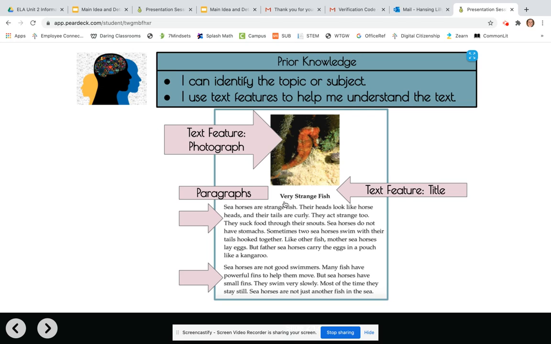You may have already noticed that there's a title, Very Strange Fish. The text feature of a title also gives a clue and helps us to understand the text. In third grade, we really start to pay attention to paragraphs. Paragraphs are how the author organizes their ideas.